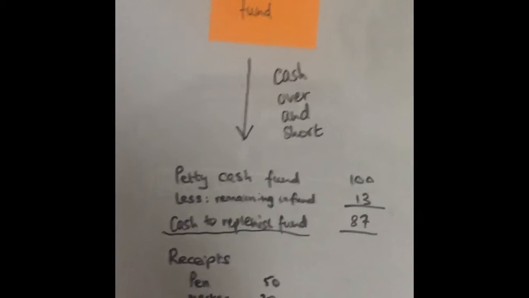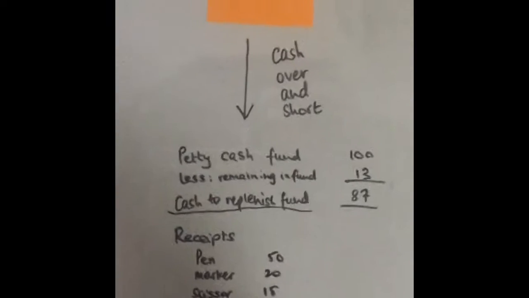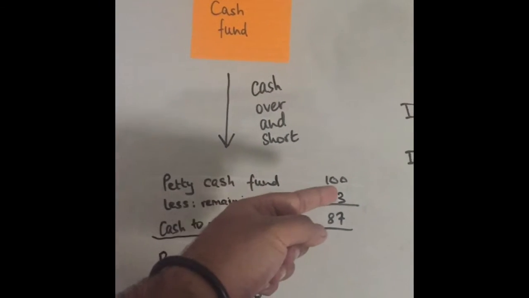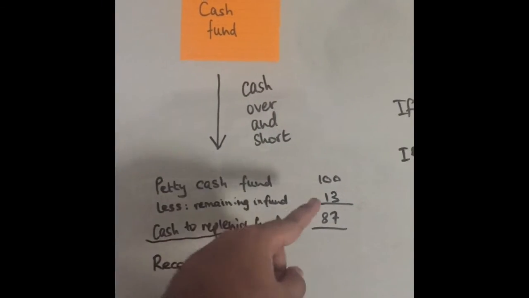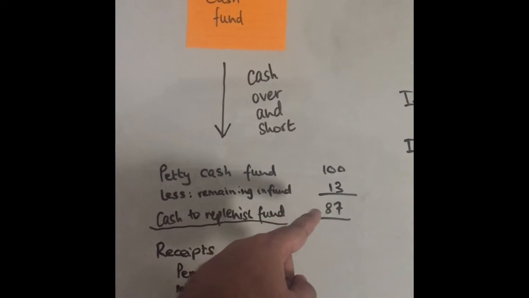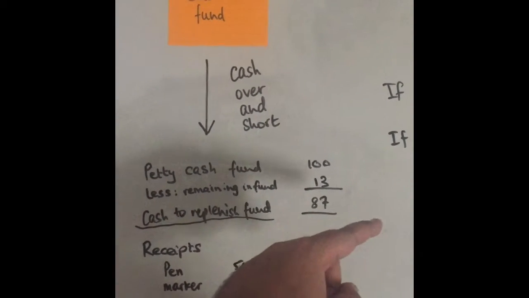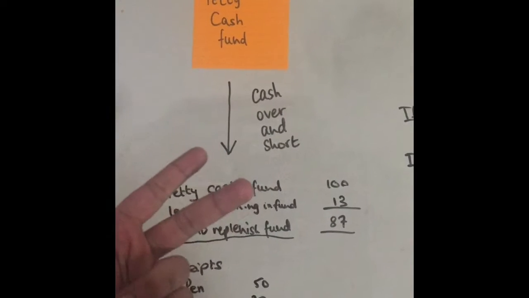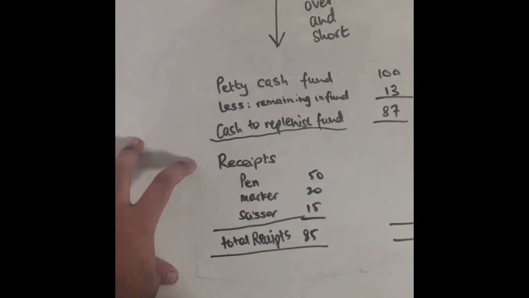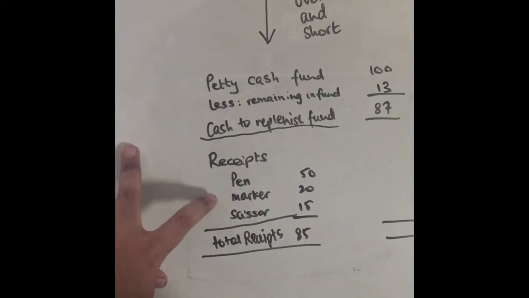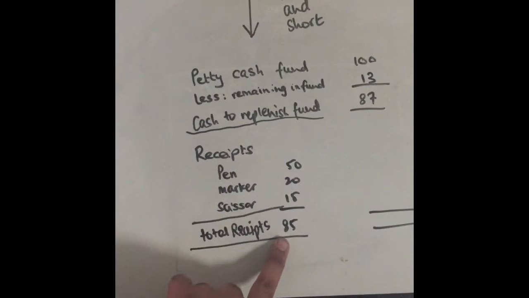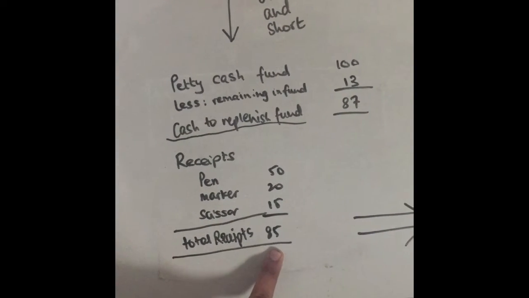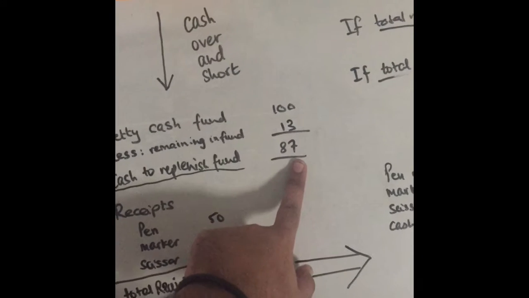What happens with cash over and short? For example, my petty cash fund had $100 originally. Now there's only $13 remaining. So it makes sense to say that there's $87 that we spent on the pen, on the scissor, on the marker, etc. Now if you look at the receipt, there's the pen, there's a marker, there's a scissor, but it only adds up to 85. So there's a difference between the total receipts and the cash to replenish the fund.